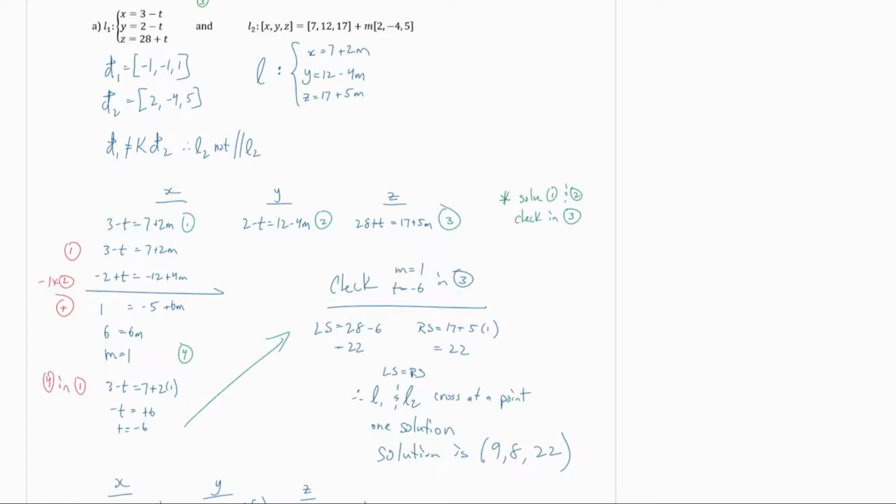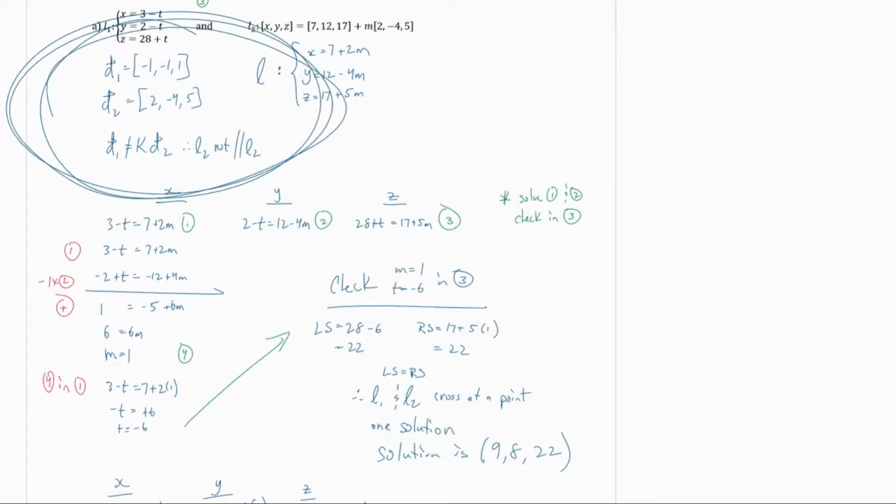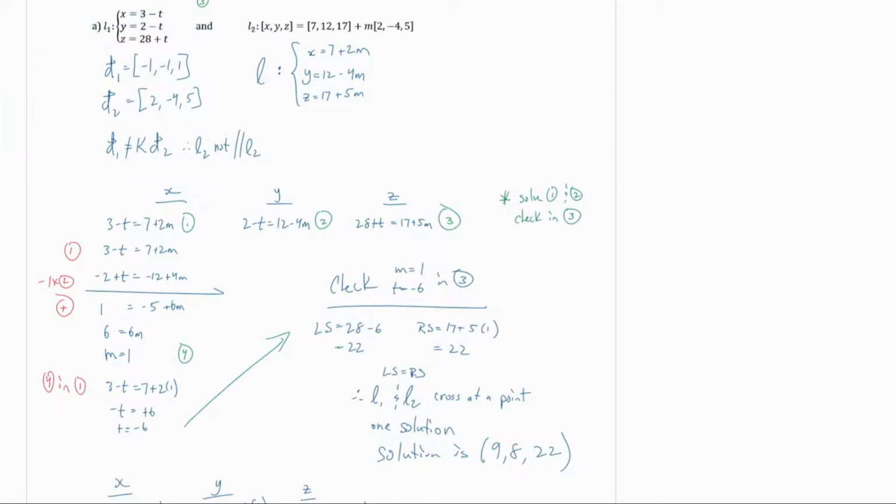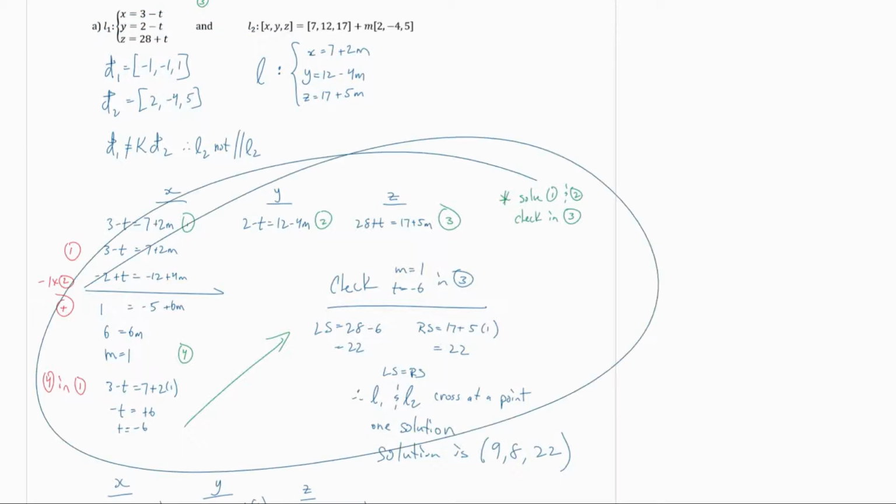Just to recap quickly, I check the direction vectors. I don't have to show that. I check them because if they're parallel, I can probably save myself some work. If they're parallel, do I have to go through all of that? Okay, maybe I don't.